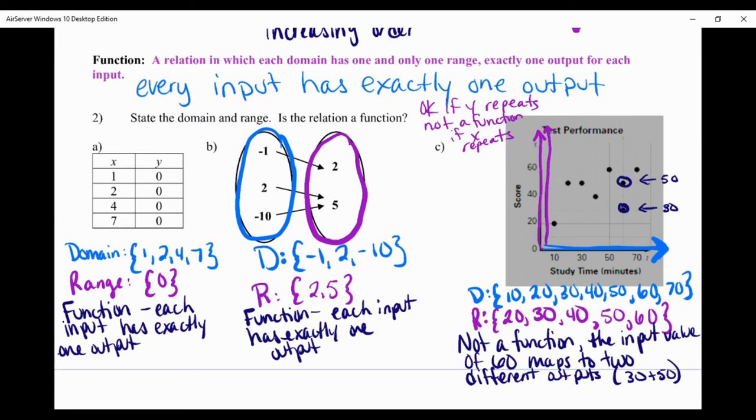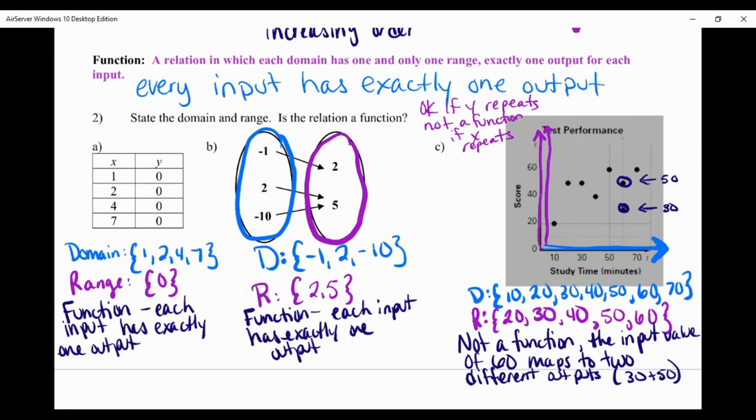So now this is considered a working function machine if I press Sprite and I get out a Sprite. It does not make sense, and it would not be a function, if I pressed Sprite and I got out Sprite and Mountain Dew. It doesn't make sense that one button corresponds to two different sodas. That is not a function.